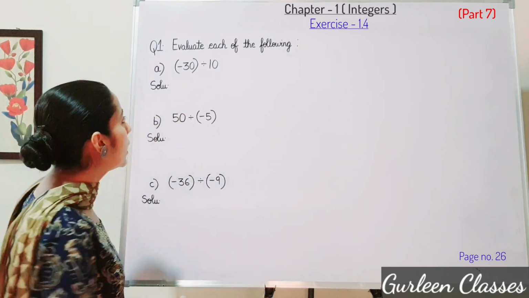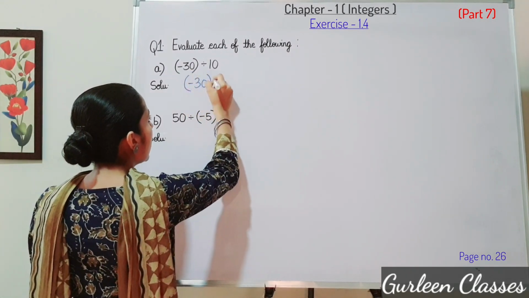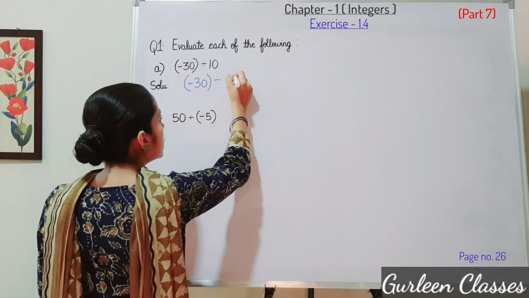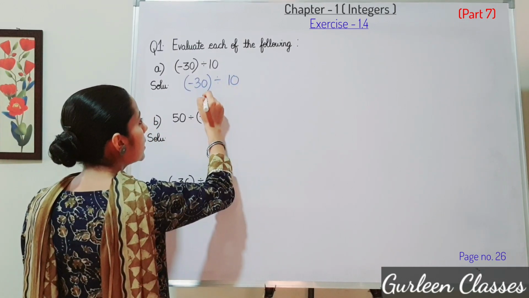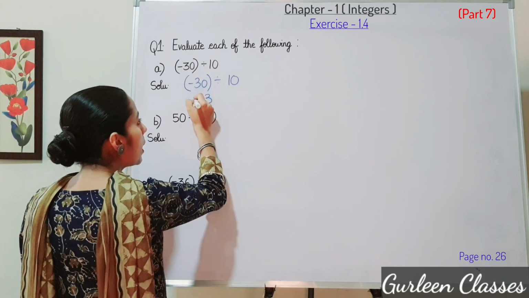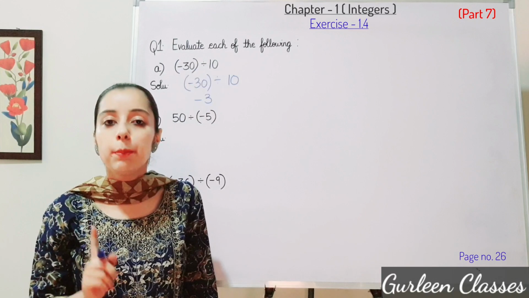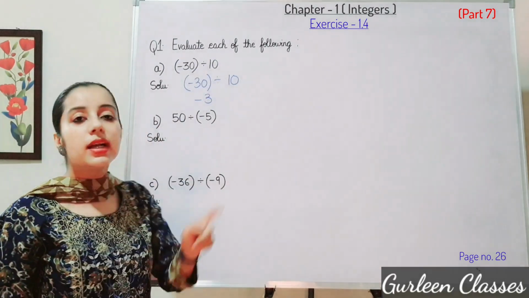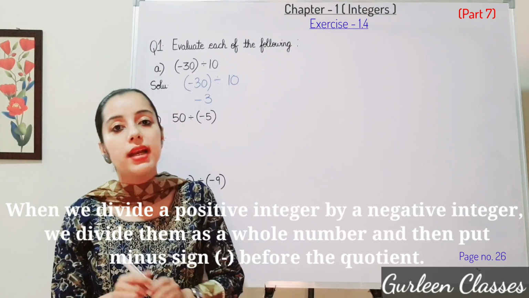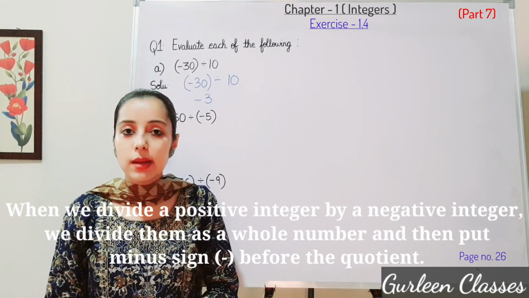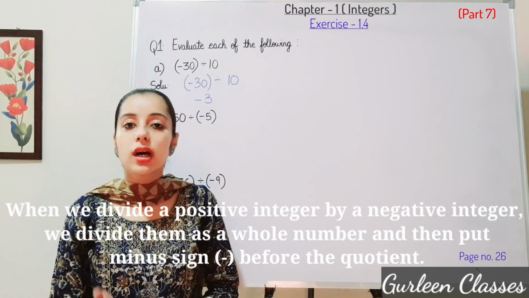So let us divide minus 30 divided by 10. Divide them as whole numbers, 30 divided by 10, that is 3. And put a minus sign before the answer. Answer is minus 3. (b) 50 divided by minus 5. When we divide a positive integer by a negative integer, we divide them as whole numbers. At last we put a minus sign before the answer.